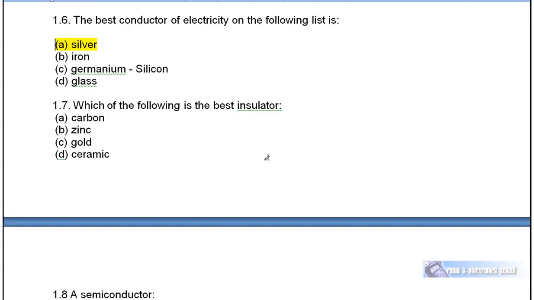Question 1.7. Which of the following is the best insulator? Well, carbon's not an insulator. There's carbon right in a battery. It's a conductor. Zinc is a metal, so it's not an insulator. Gold is a metal, so it's not an insulator. But one of the very best insulators we have, particularly for making high voltage insulators for power lines, is the ceramic insulator.